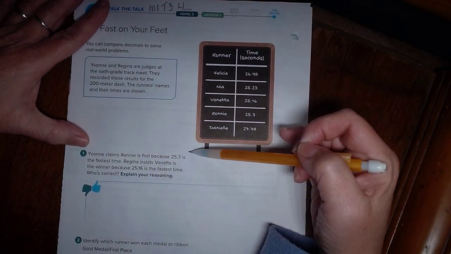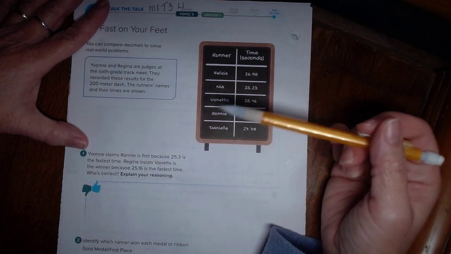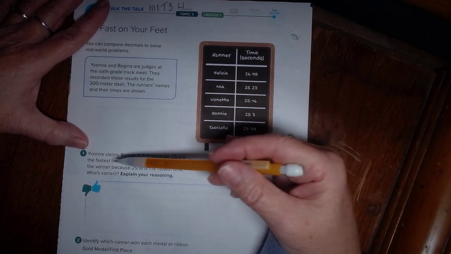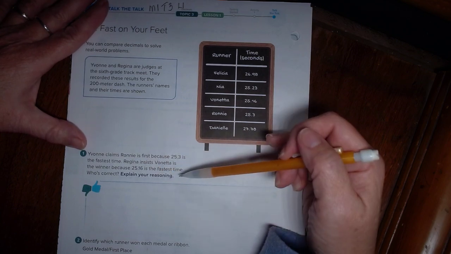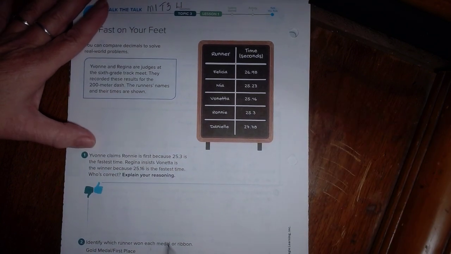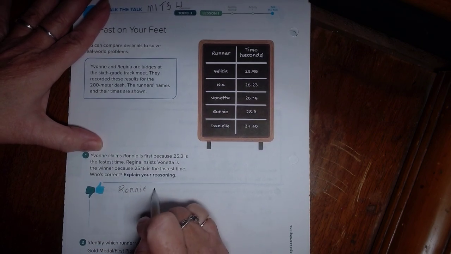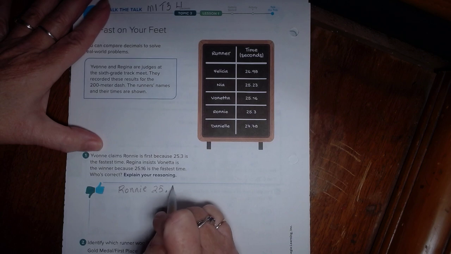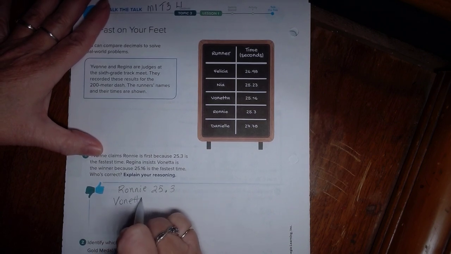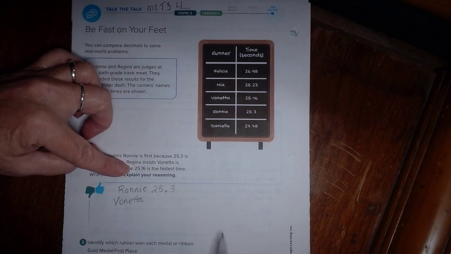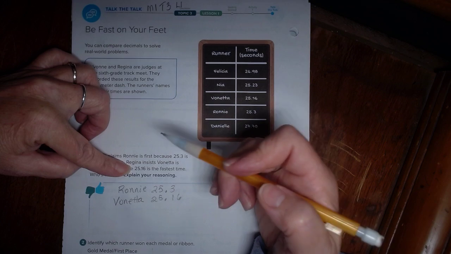Yvonne claims that Ronnie is first because 25 and 3/10 is the fastest time. Regina insists Vonetta is the winner because 25 and 16/100 is the fastest time. Who's correct? Explain your reasoning. So let's see. Ronnie's time was 25 and 3/10. And Vonetta's time was 25 and 16/100. I'm going to use the rule that we've developed.